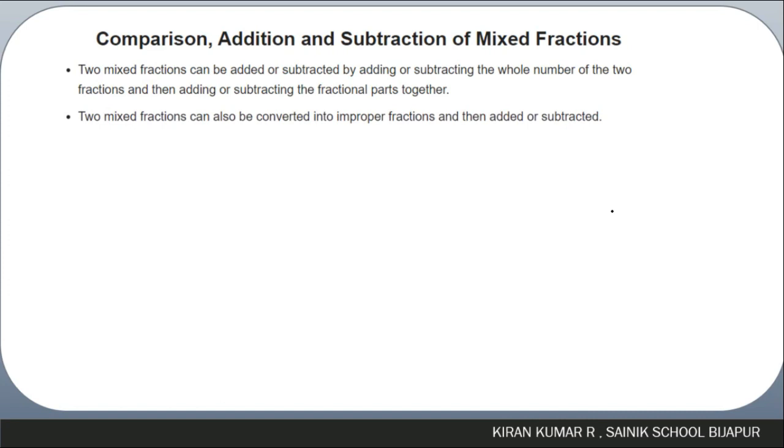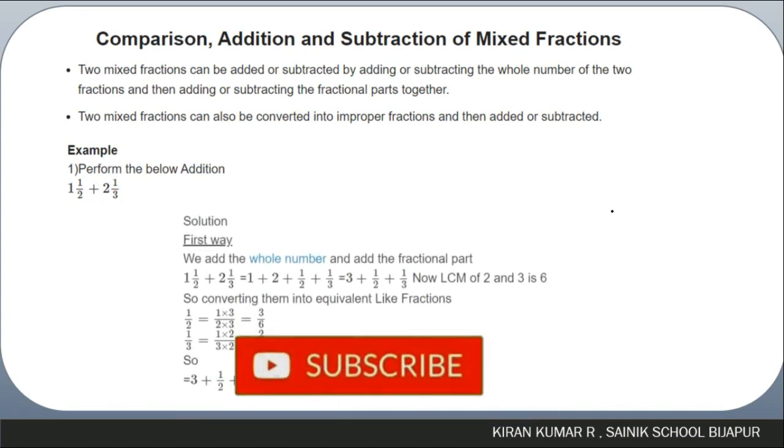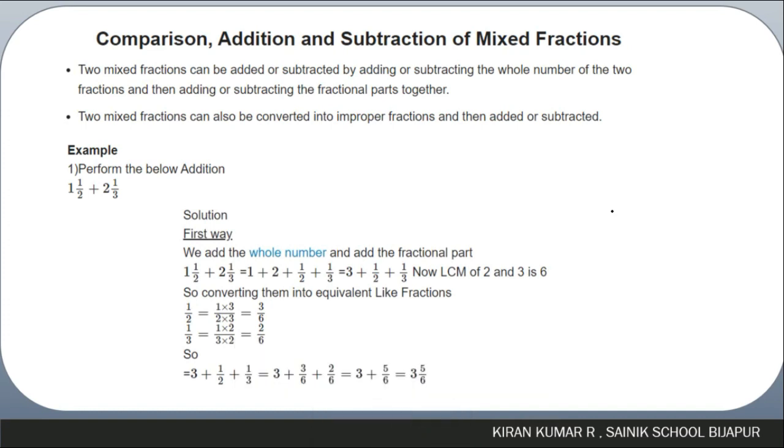If two mixed fractions are there, they can be converted into improper fractions and then we can follow addition and subtraction. If we have 1 1/2 and 2 1/3 to be added, we can add it like this. 1 is added to 2, then 1 by 2, 1 by 3 are added together. And we get the result as 3 5 by 6.